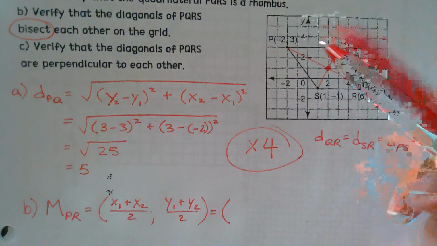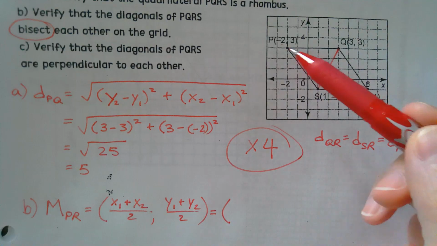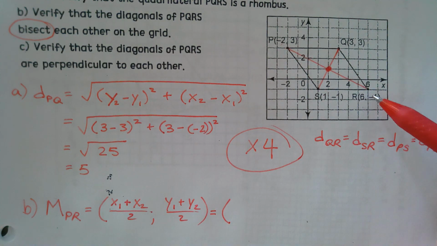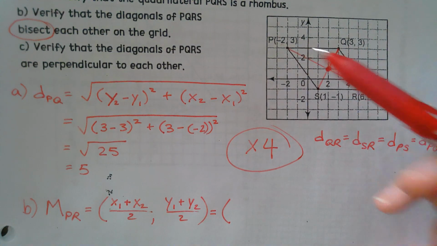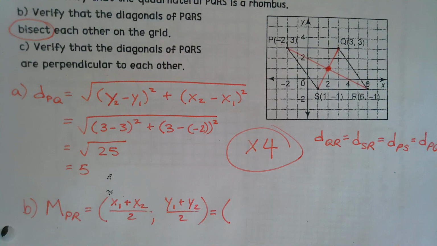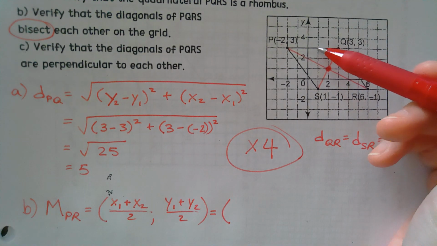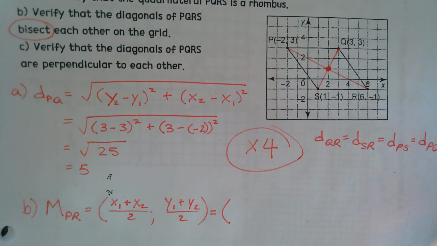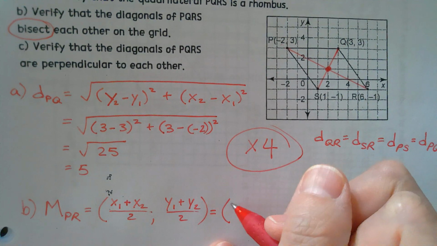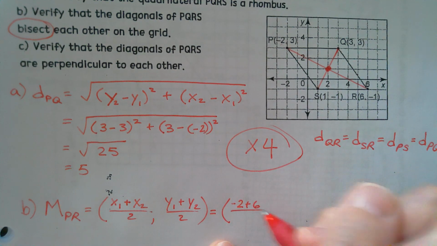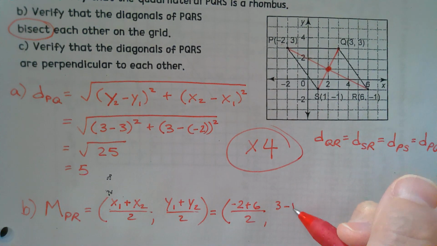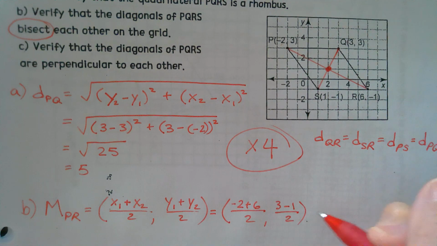And remember, I'm checking the midpoint on my diagonal. So I'm using point P and point R. Again, in the last test, one of the mistakes that people made was using the wrong points. Finding this midpoint is not going to do anything for me. So I want to find the midpoint between these two. So -2 plus 6 divided by 2. 3 plus -1 divided by 2.